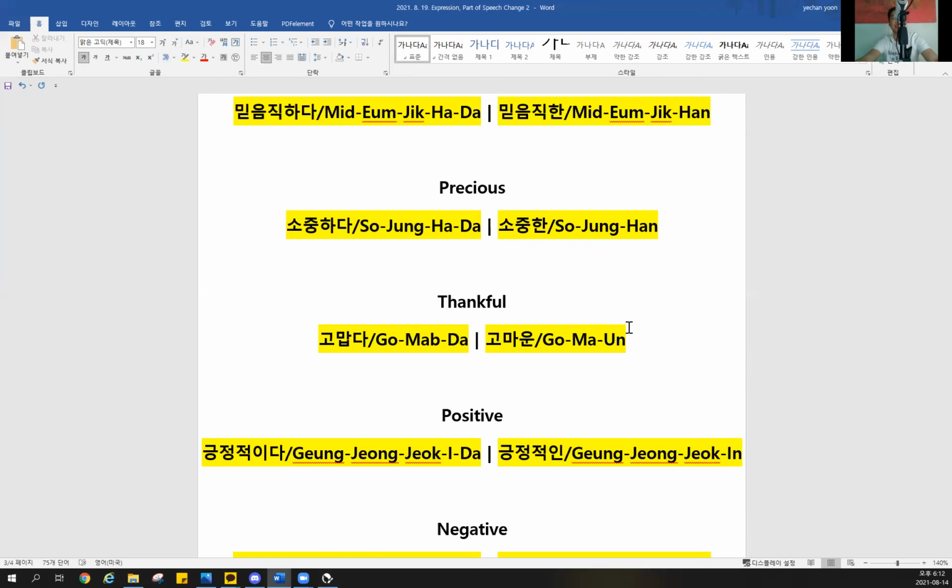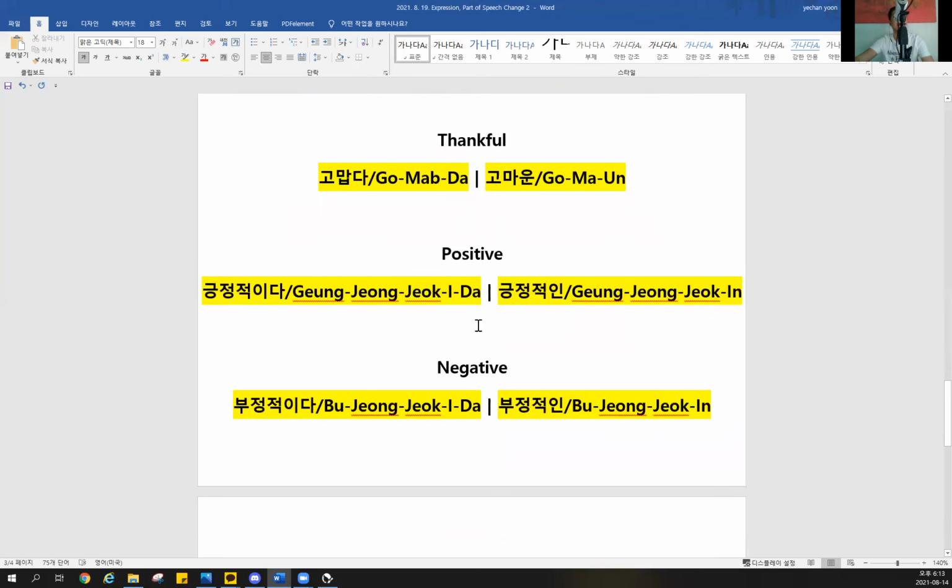긍정적이다. One more time. 긍정적이다. Changing form is 긍정적인. All right. How about the negative? How you can say the negative?